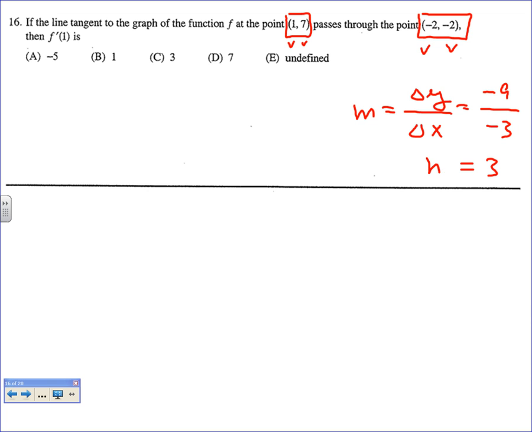And if that's the slope, that's also the derivative, right? The change in y over the change in x, dy/dx. And so with that in mind, it's saying, what is the derivative on number 16 at this point (1, 7), and the derivative is the slope, right? So C is the answer.